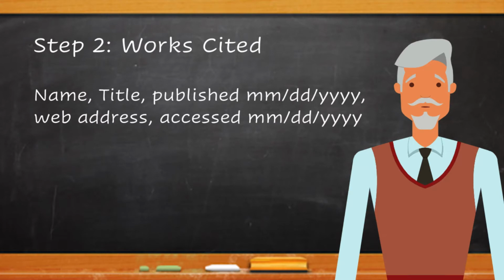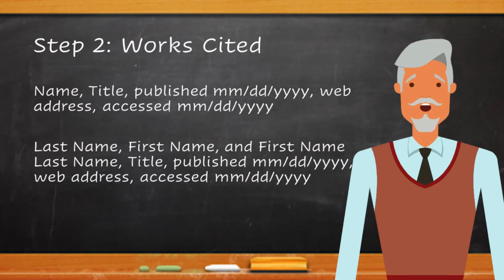Step 2. I created a works cited list. When I found a website with information I wanted to include in my essay, I added it to my works cited list. I used this formula. Last name, comma, first name, comma, title, comma, published month / day / year, comma, web address, comma, accessed month / day / year, period.